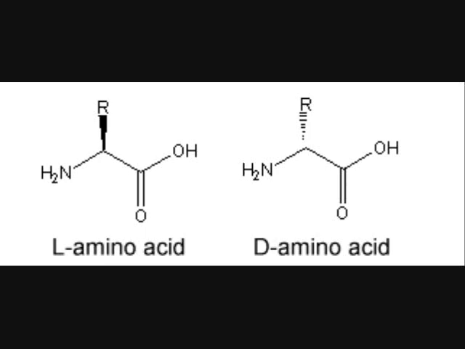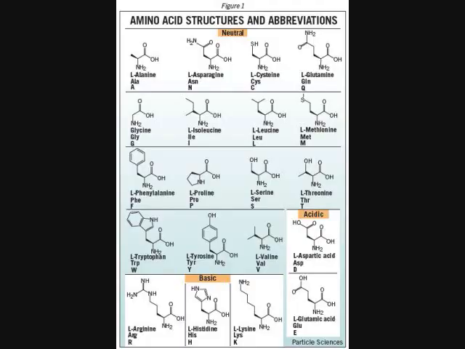Going into how we determine it is a whole video in itself, but just remember that life uses the L amino acids. Proteins are made of long chains of about 20 different amino acids. Some of them your body can make, but others have to be taken in as part of the diet. These are the essential amino acids.